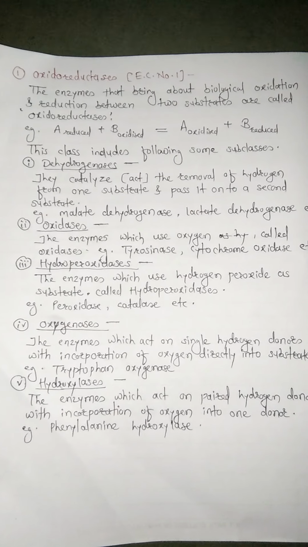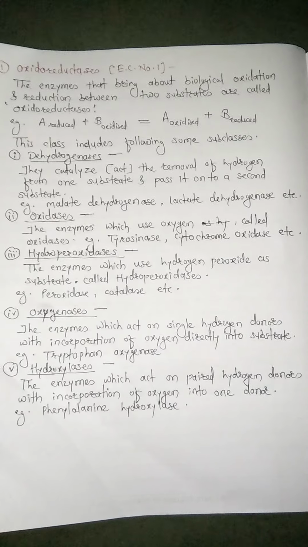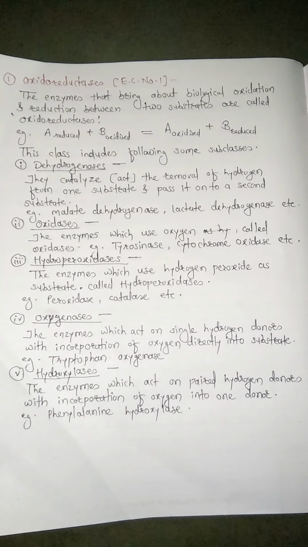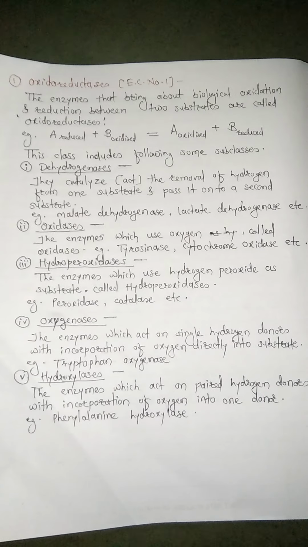Hello everyone. Last time we saw the classification of the enzymes. Now moving forward, we will see each class one by one. Apart from the six classes, the first one is the oxidoreductase, which is denoted with the EC number 1, that is, the Enzyme Commission number 1. Now we'll see what is meant by the oxidoreductase.